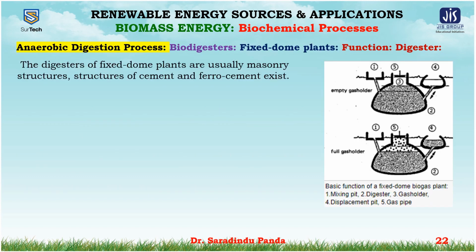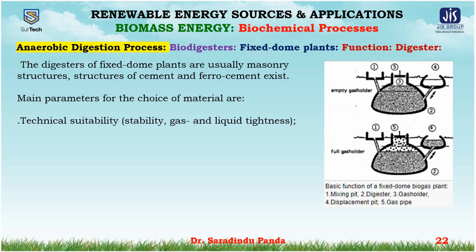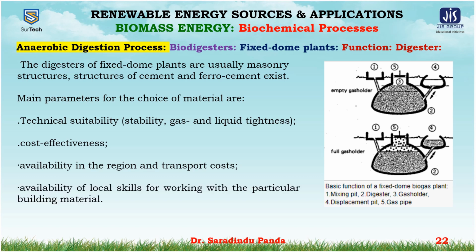The digesters of fixed dome plants are usually masonry structures of cement and ferrocement. Main parameters for the choice of the materials are the technical suitability, that is stability, gas and liquid tightness, cost effectiveness, availability in the region and the transport cost, and availability of local skills for working with the particular building material.